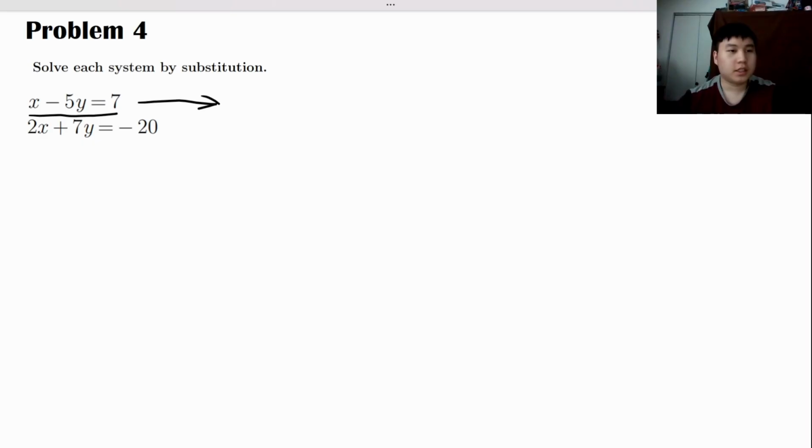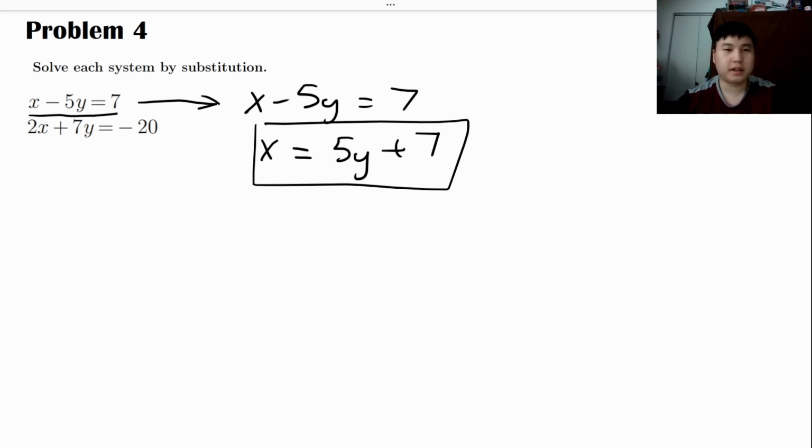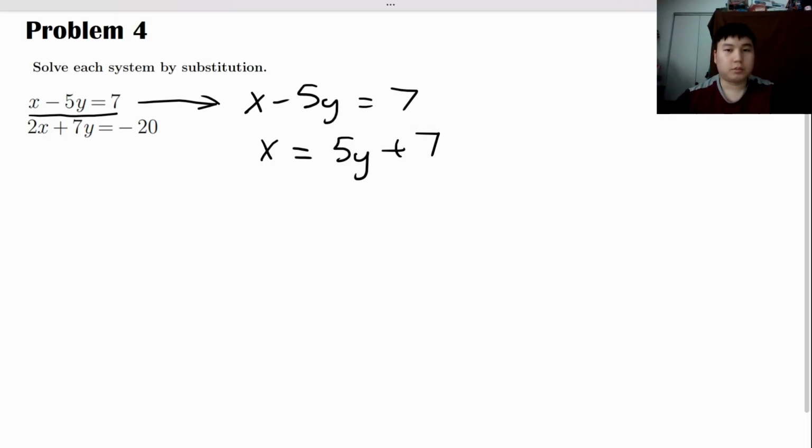All right. So first thing is to rewrite this equation down. Now I'm just going to add 5y to both sides. So x equals 5y plus 7. And there it is. Here is my x to substitute right here. That is not my answer because it doesn't have a value. It is something that I can directly plug into something else. So I'm just going to plug this into the second equation right here.